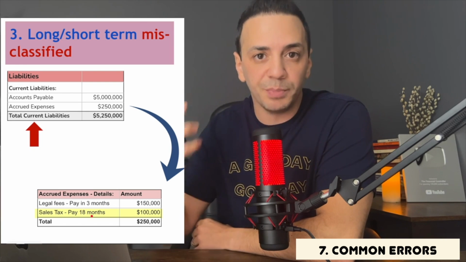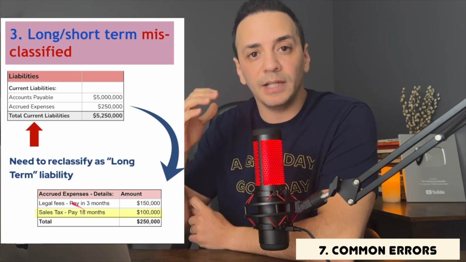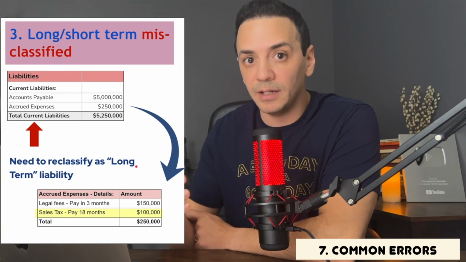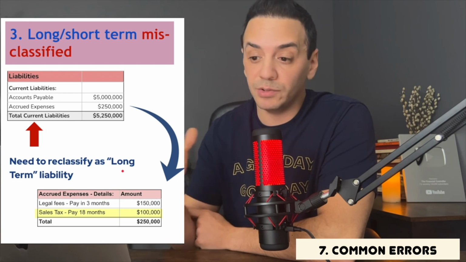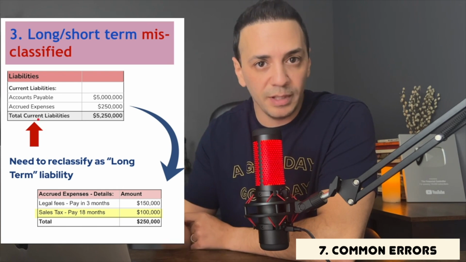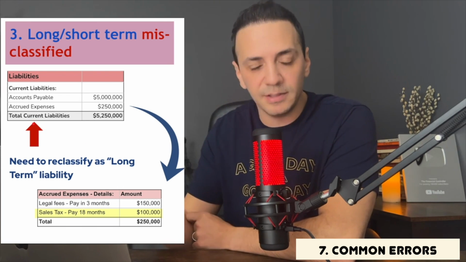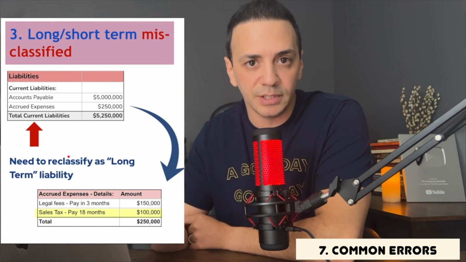So at the end of each financial period, you need to examine the underlying schedule for your balance sheet items, assets, and liabilities, and double check the nature of whether it should be under current liabilities, long-term liabilities, current assets, long-term assets, this kind of thing. And that's how you catch this kind of mistake.